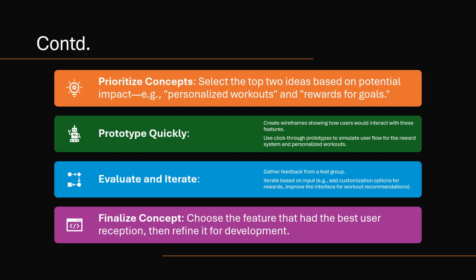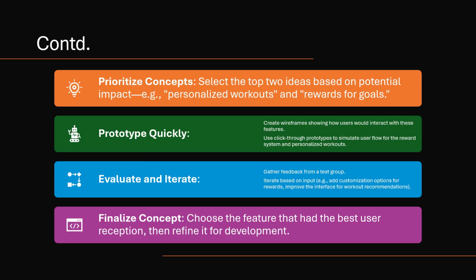Then prototype quickly. You need to create wireframes showing how users would interact with this feature. You can use click-through prototypes to simulate the user flow as well for the reward system and the personalized workout. That way you can realize how your system works. You can visualize how your thought process is working.